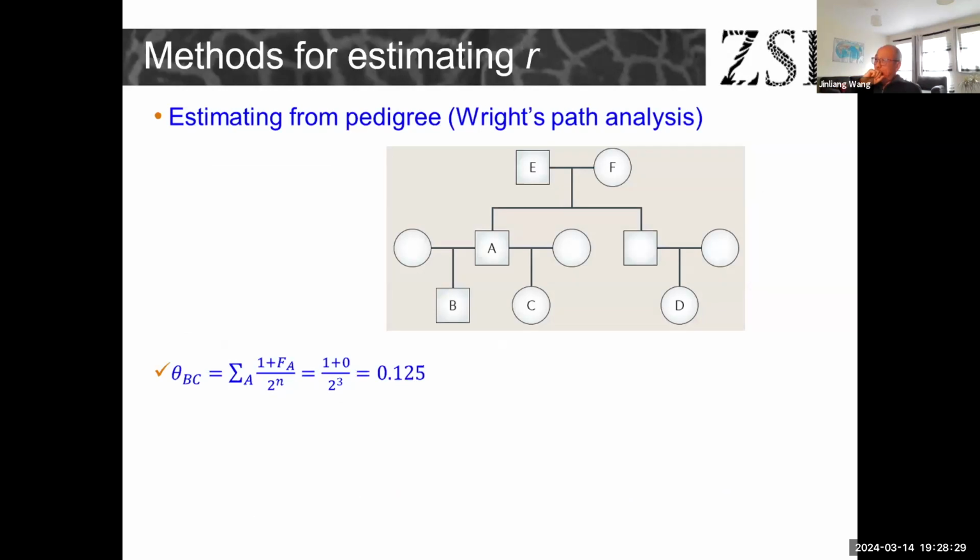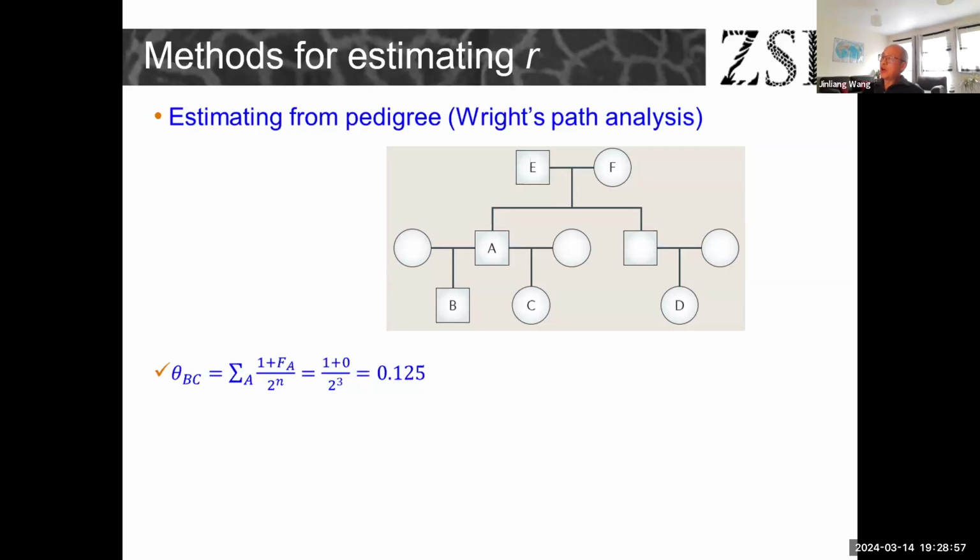So for pedigree, we usually use path analysis to calculate relatedness and the inbreeding coefficient. The calculation is quite simple in principle, at least.